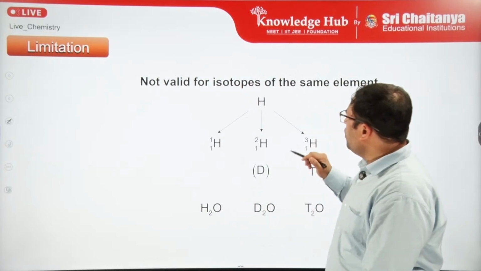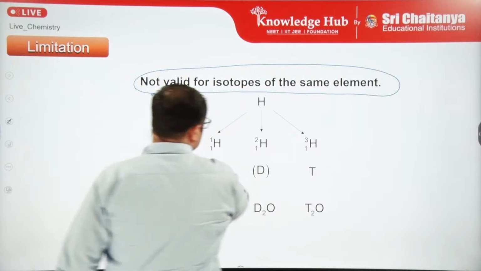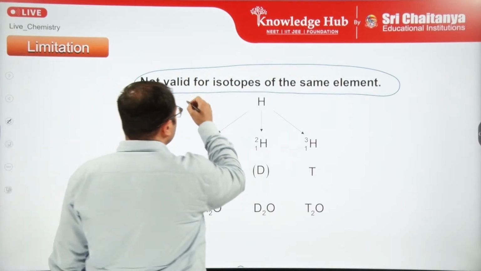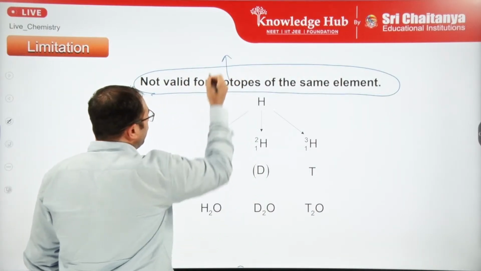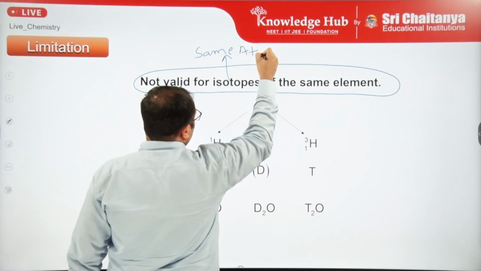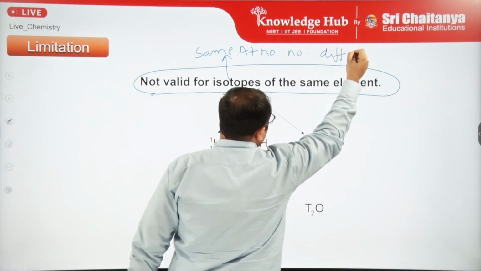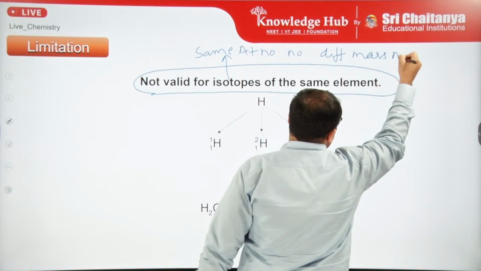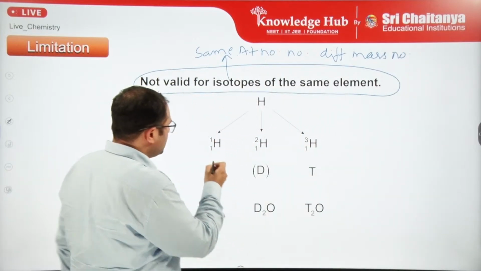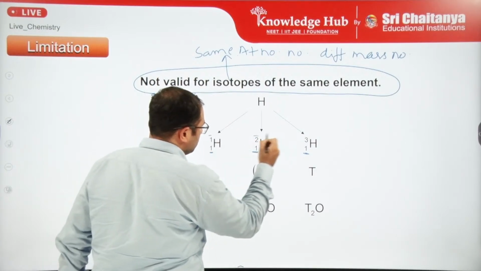One limitation at the end of this law is that this law is not valid for isotopes of the same element. Isotopes, I think you know, they have what? Same, I told you already, same atomic number, different mass number, right? So you can see this is the atomic number which I have written at the bottom, and this is the mass number.